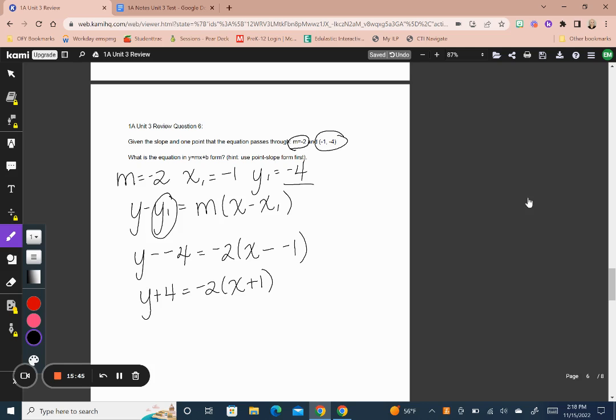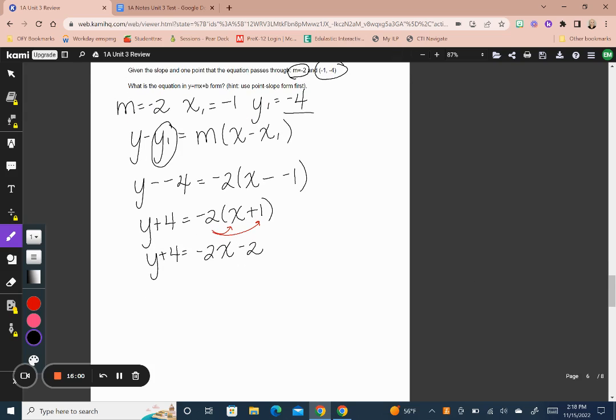Okay? And then I'm going to distribute. y plus 4 equals negative 2 times x is negative 2x. Negative 2 times 1 is a negative 2. And then we're going to go ahead and subtract 4 from both sides. Remember, keep your constants with your constants. That cancels out. The only thing on the left side of the equal sign is my y. So y equals negative 2x minus 6.